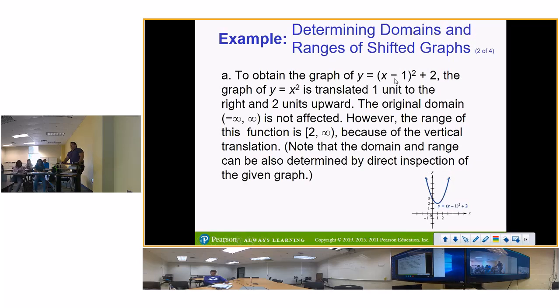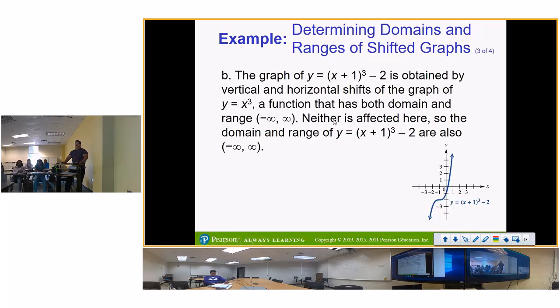Positive 1, you got 1 to the right and 2 up. This is 1, so that means it's a parent graph, except it's just got a vertical and horizontal shift. Oh, this is when we just did it. I hate when they do that. We've already done these. Sorry.